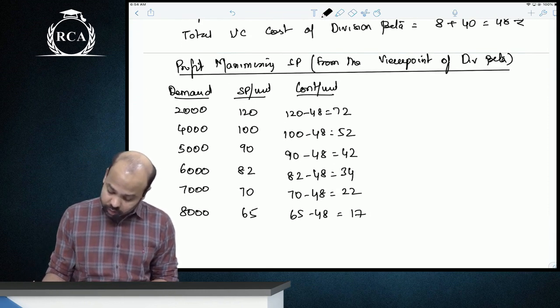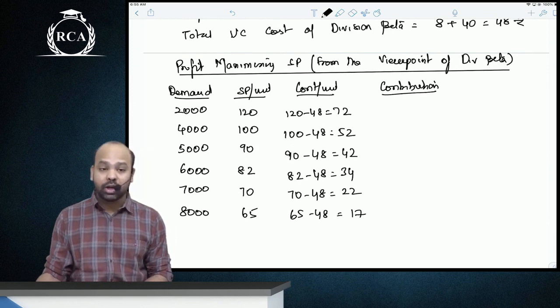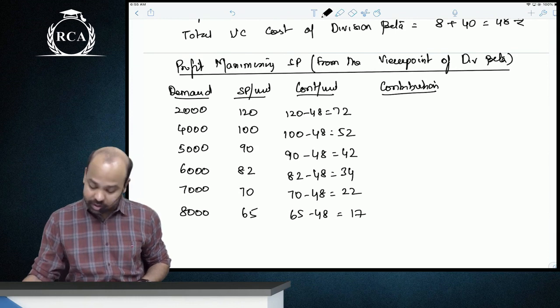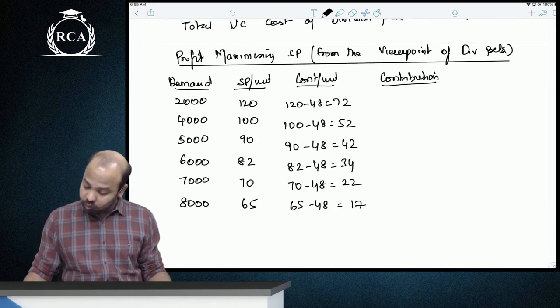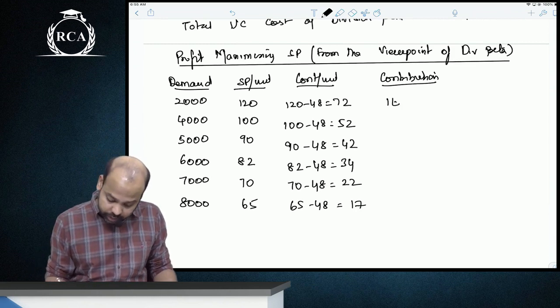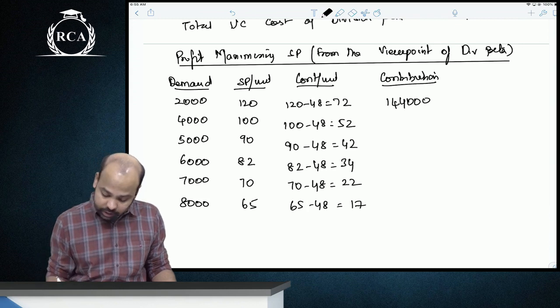Understood, sir? So what will be your overall contribution? Remember, guys, the fixed cost is going to remain constant. I am not telling you that fixed cost is not relevant for decision making, but then fixed cost is going to remain constant. 2,000 into 72, guys, is going to make a contribution of 1,44,000 here. 4,000 into 52 is 2,08,000.